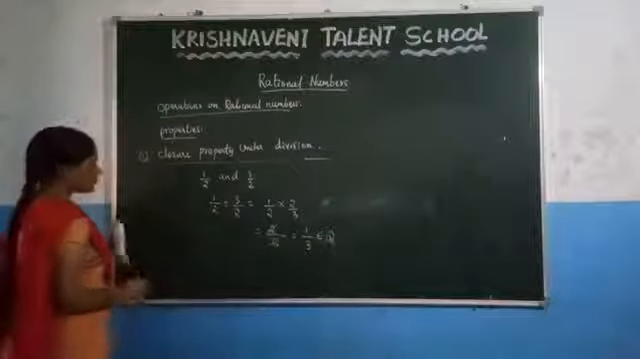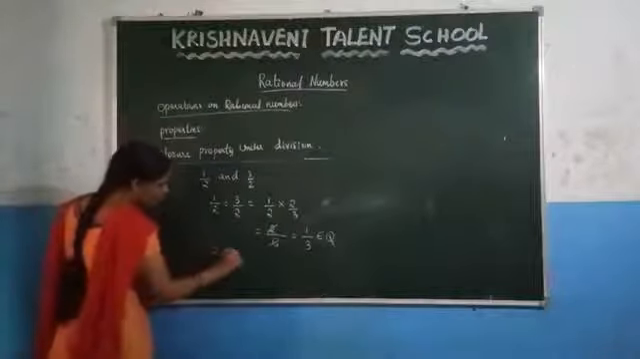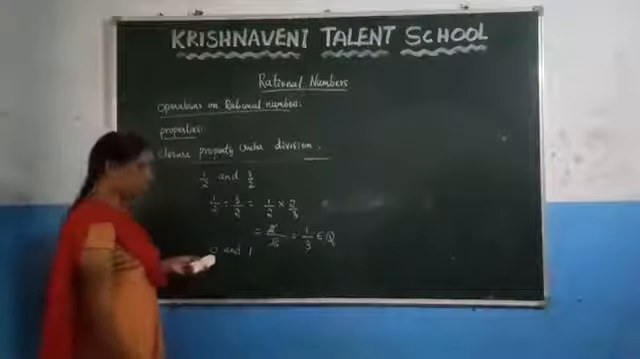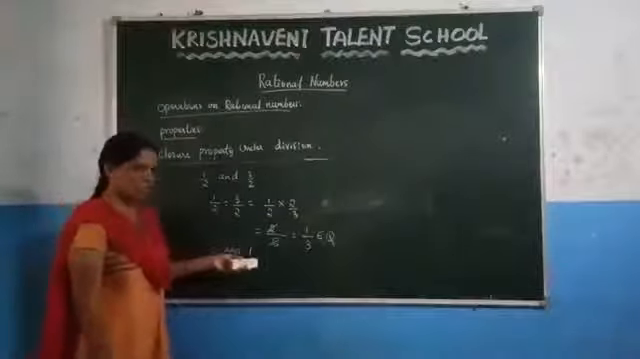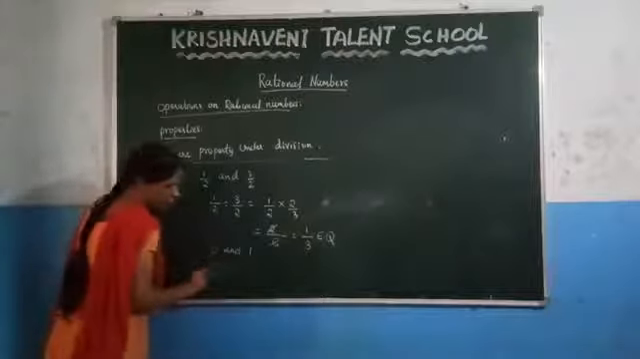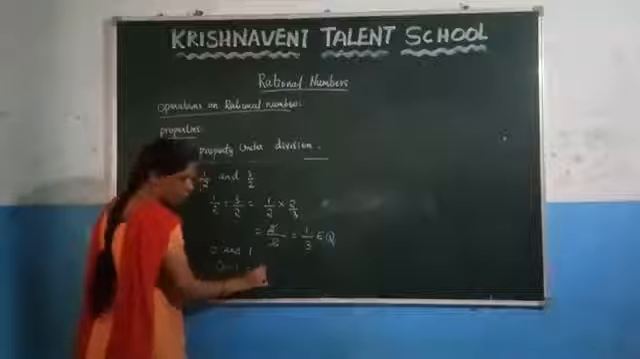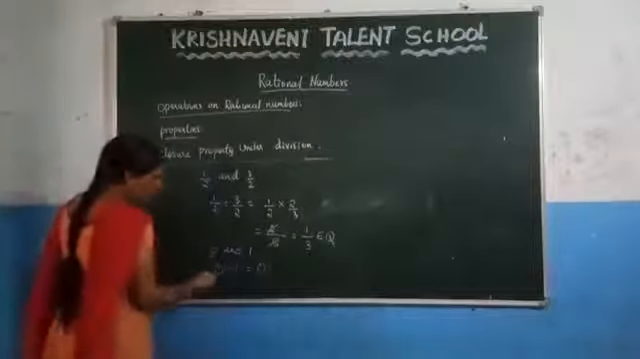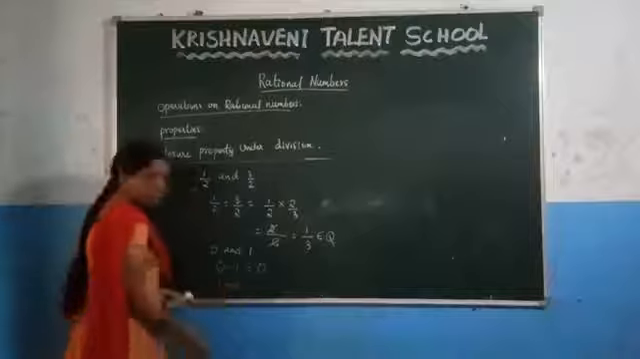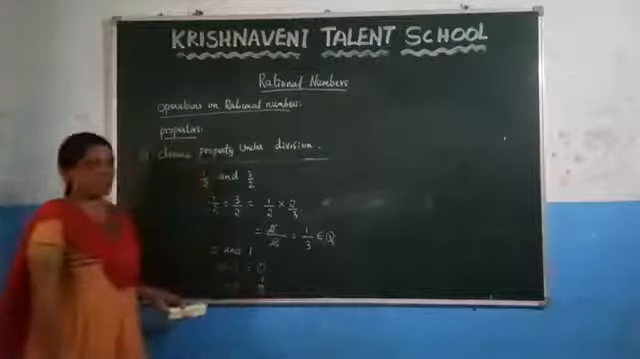So here let us consider one more example, 0 and 1. Here you can observe that 0 is a rational number and 1 is also a rational number. If you divide 0 divided by 1, what is the value of 0 by 1? You know that the value of 0 by 1 is 0. Now let us divide in the reverse order, 1 divided by 0. As already stated, 1 divided by 0 is undefined.